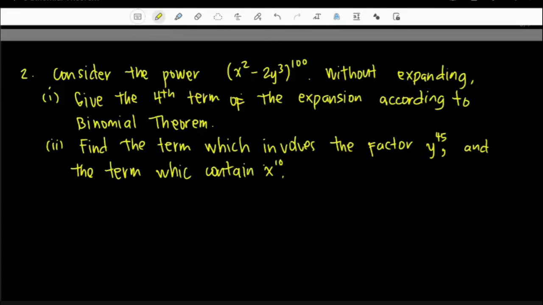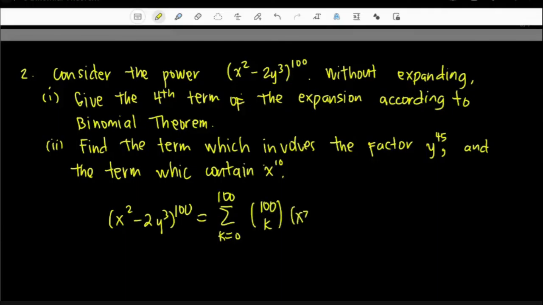Okay, so how do we find the fourth term without actually expanding? We need to remember the binomial theorem. The binomial expansion of (x^2 - 2y^3)^100 is the summation k from 0 to 100, 100 taken k, first term is x^2 raised to 100 minus k, and then (-2y^3) raised to k. So that's the expansion. All right. But what we want is the fourth term.